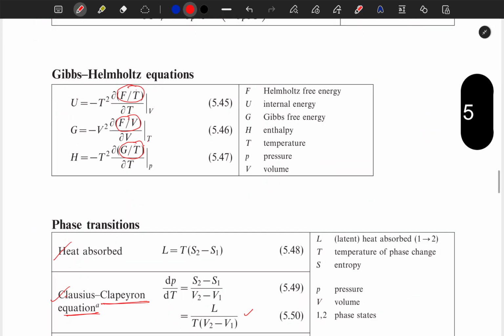Gibbs-Helmholtz equation: U equal to minus T square del of F by T, del T. In case of U, we have F by T by dT. For Gibbs free energy, we have minus V square del F by V by dV. In case of H, we have minus T square del G by T by dT.